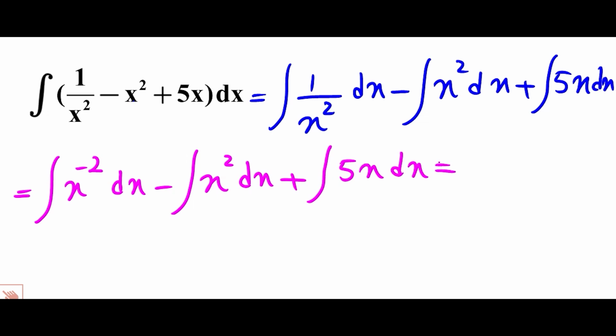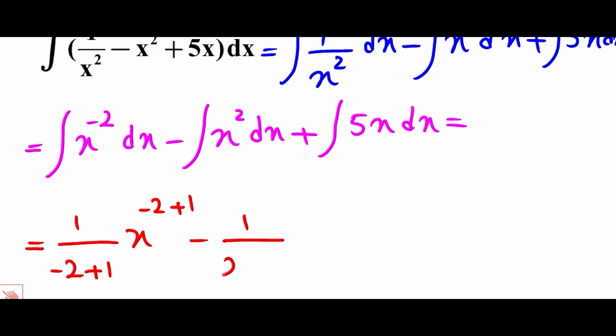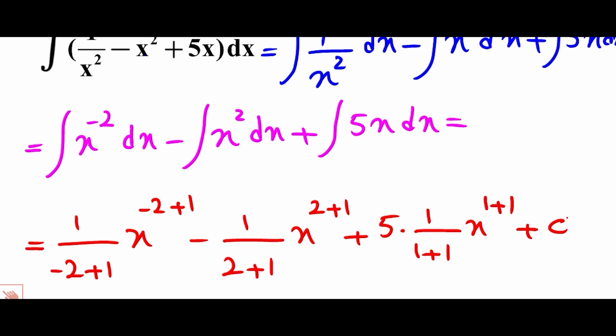So the integral of x to the power of negative 2 equals 1 over negative 2 plus 1 x to the negative 2 plus 1, minus 1 over 2 plus 1 x to the 2 plus 1, plus 5 times the integral of x dx equals 5 times x to the power of 1 equals 1 over 1 plus 1 x to the power of 1 plus 1 plus c.